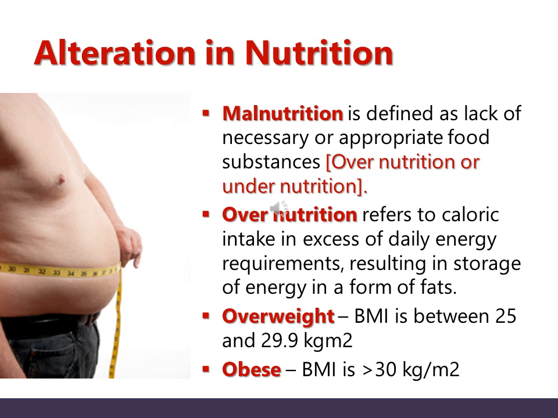And the term that we use there is overweight. Normally overweight occurs if your BMI is between 25 and 29.9. Remember, the normal is less than 25. More than 25, you are considered overweight. And greater than 30 BMI, you are considered obese.